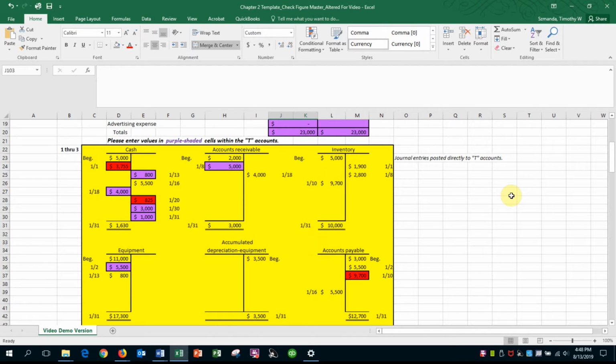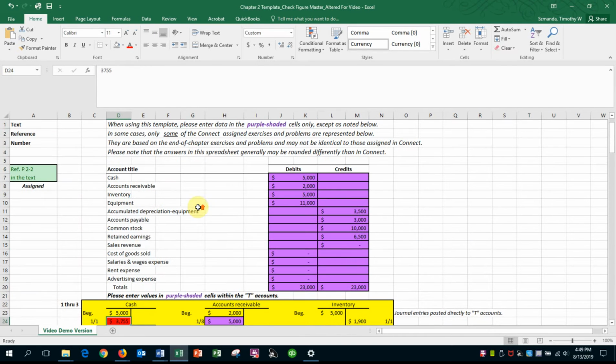You'll notice also that I have red cells. Now these red cells would only be seen in the demonstration video. So when you access the templates in Blackboard, there will be no red cells, because I use the red cells to alter the data in the problem. So I do enter data directly in the red cells as though they were purple, but I have shaded them red to show that the information is different than what you would see in the problem, and of course that changes the answers. So the red cells are not something you need to worry about or be concerned about if you decide to use these templates to check your answers.